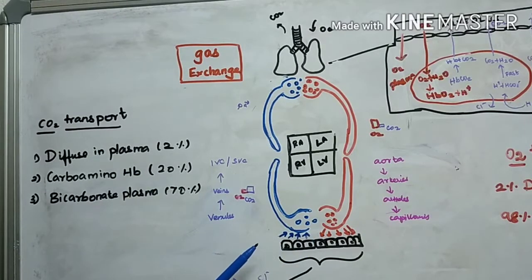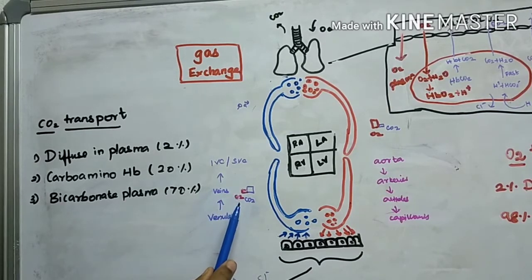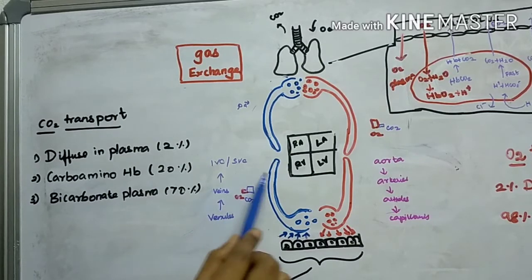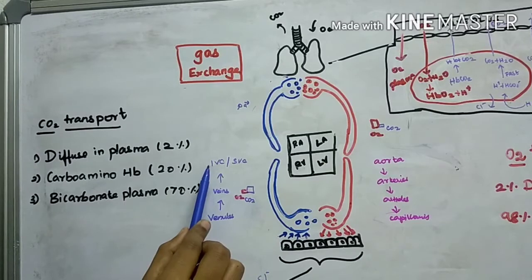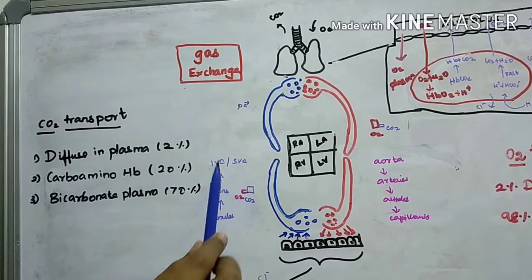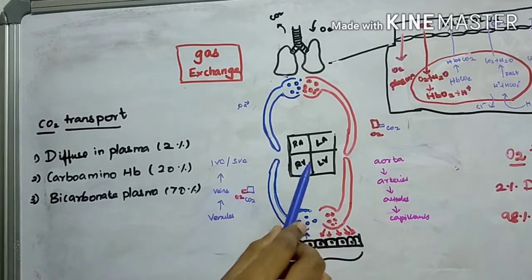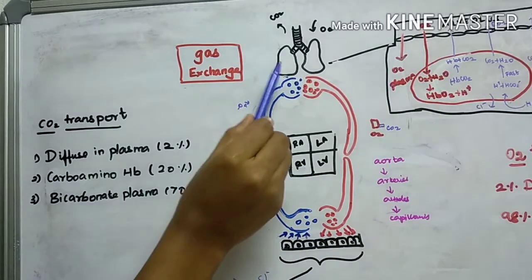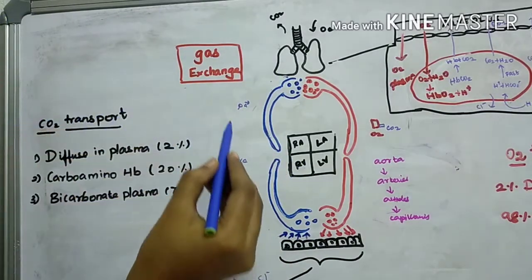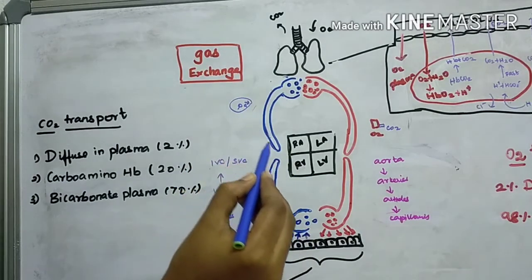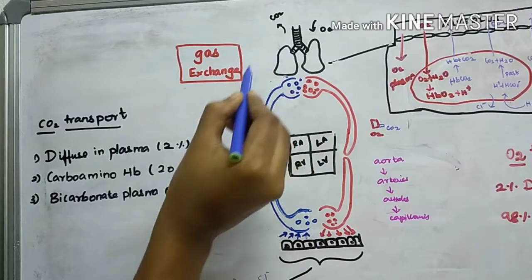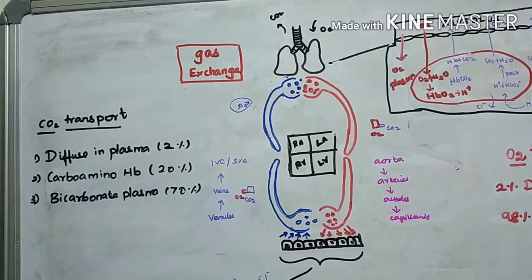So here the blood from tissue is called deoxygenated blood because it contains a low level of oxygen and a high concentration of carbon dioxide. So this blood goes to the heart through the veins, the inferior or superior vena cava. From the heart, the deoxygenated blood is pumped to the lungs through the pulmonary artery.